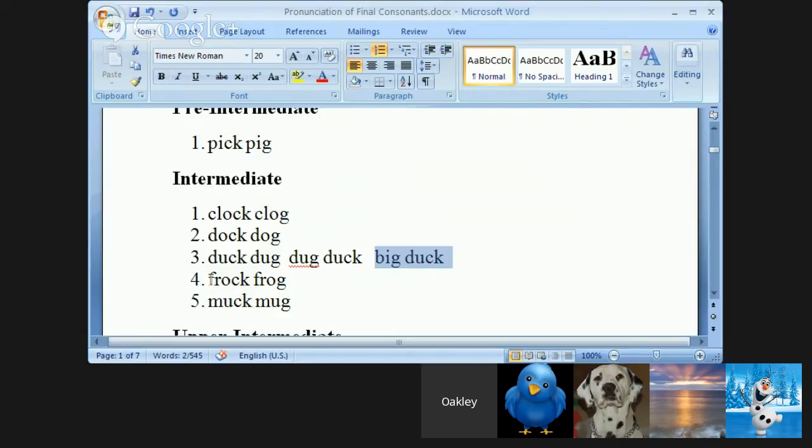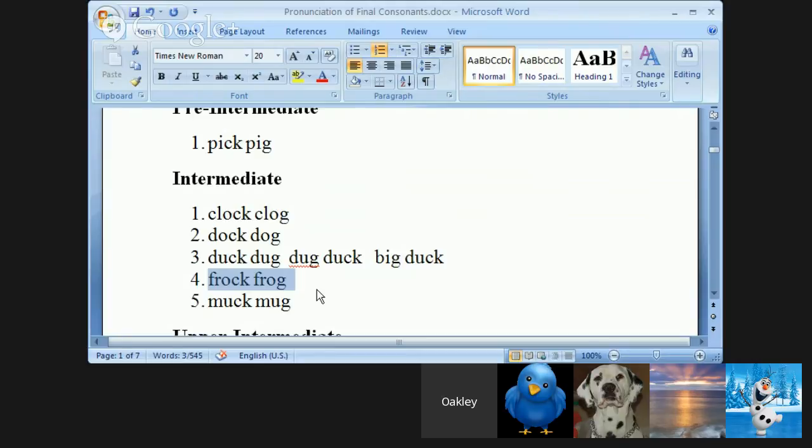Max, I'd like you to take the next pair. Please do not mispronounce them, Max. Frog. Frock. Okay. Very good. This frog has a very nice frock. Oh, very nice. The frog is wearing a nice frock. You know frock then?